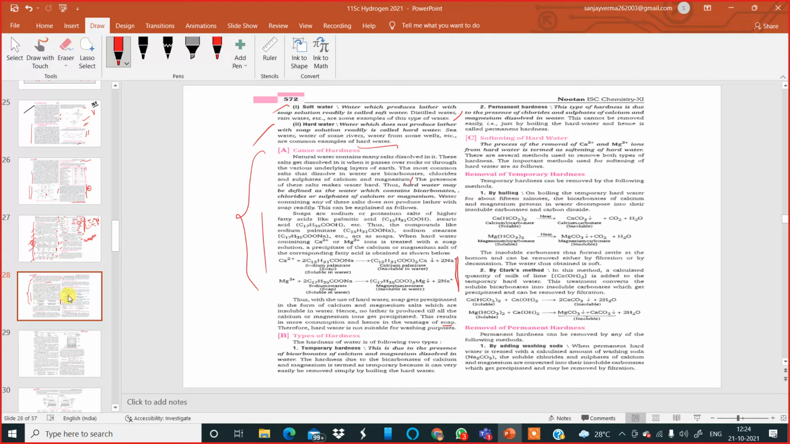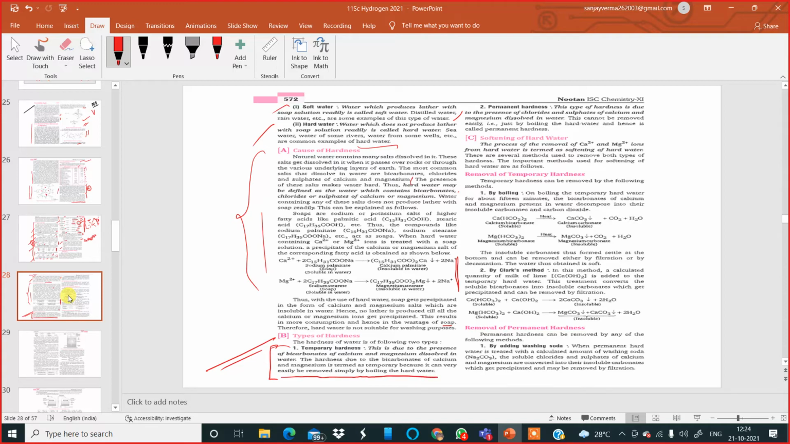Now, let us see what are the different types of hardness. One is temporary hardness. Now, when I'm talking about temporary hardness, this is due to the presence of bicarbonates of calcium and magnesium dissolved in water. So, temporary hardness is caused by the dissolved carbonates and bicarbonates of calcium and magnesium. The hardness due to the bicarbonates of calcium and magnesium is termed as temporary hardness because it can be easily removed just simply by boiling the hard water.